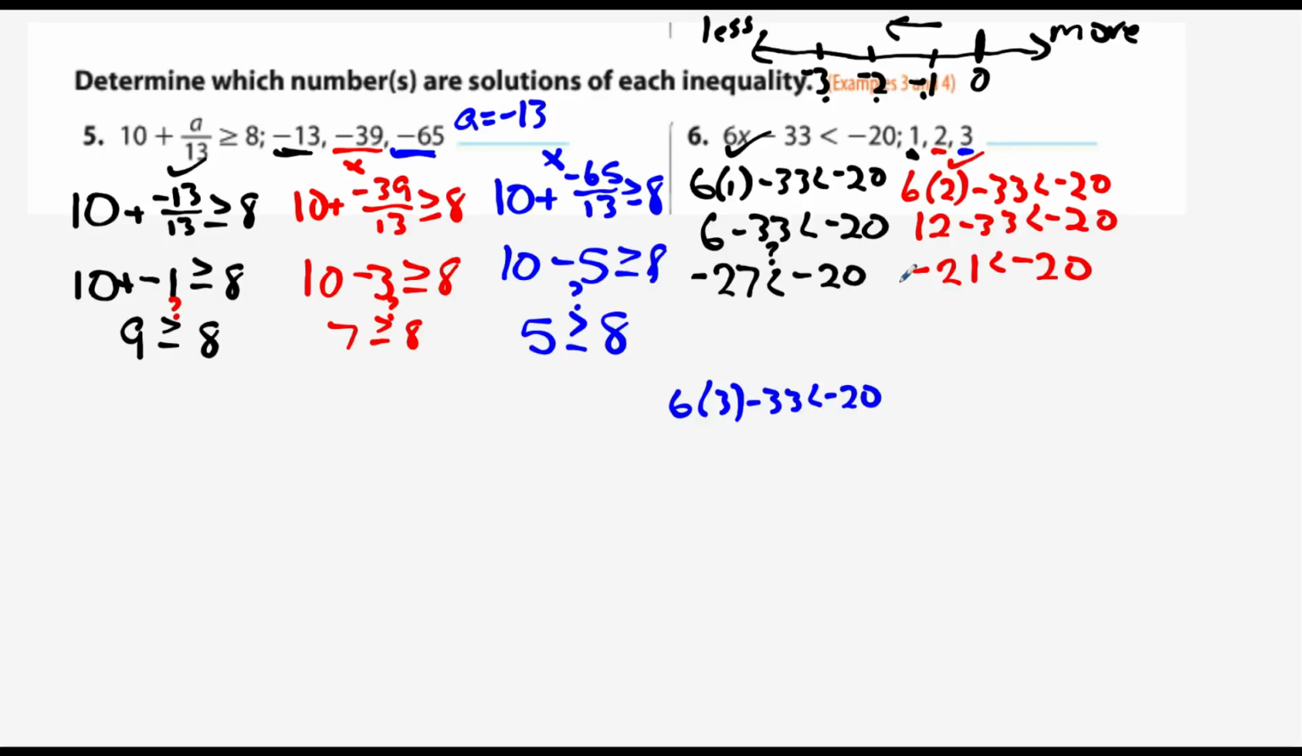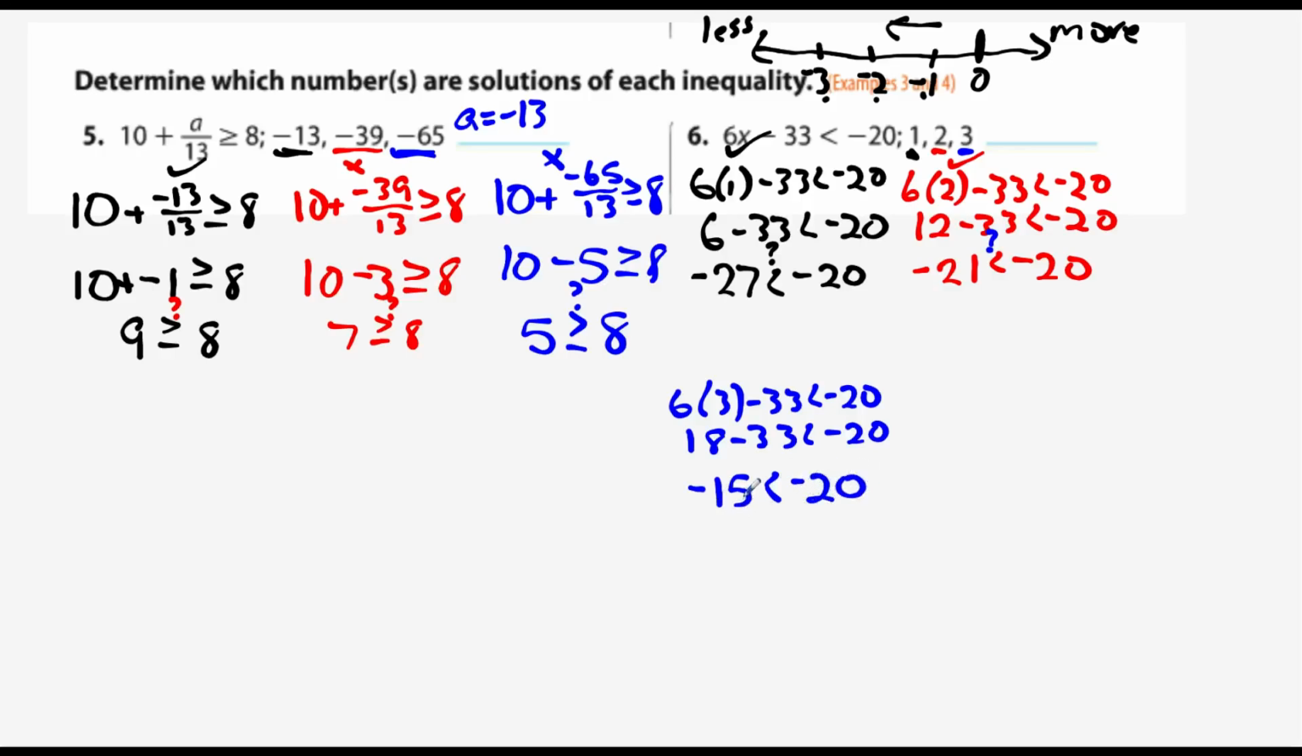And then our last one. 6 times 3 is 18. 18 minus 33, is that less than negative 20? Forgot my question. 18 minus 33, so 33 minus 18 is 15. Still negative, still taking away more than we started with. Is that less than negative 20?